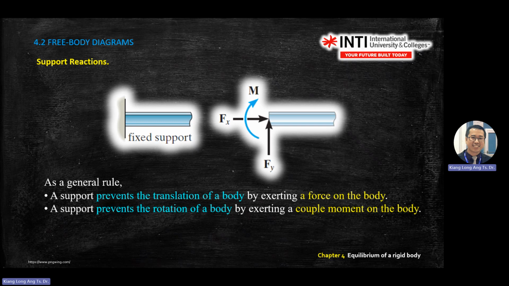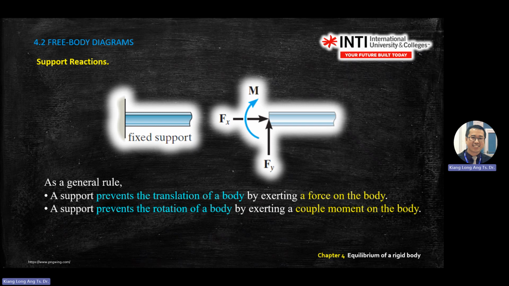You include moments in this type of support because it cannot rotate. It cannot rotate like that. It cannot move. So this one, you transform, you see the support into this diagram.